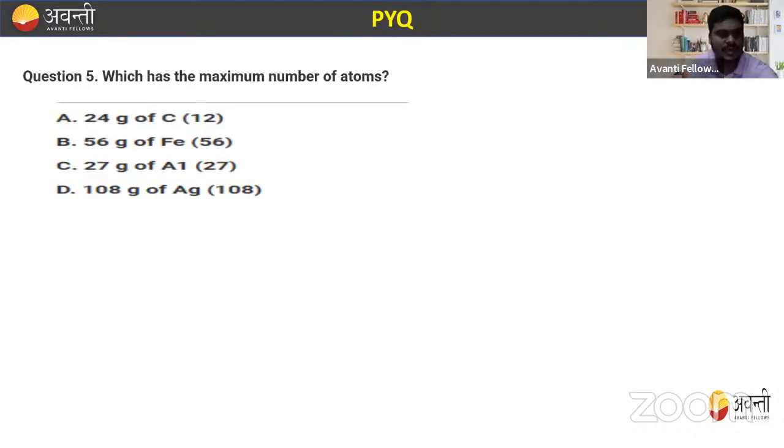Okay. Now this question is also a very, very simple and easy question. You have to identify which has the maximum number of atoms, right? How will you identify, beta, which one has the maximum number of atoms? For this, we have to use the mole concept. We know that number of atoms is equal to number of moles.